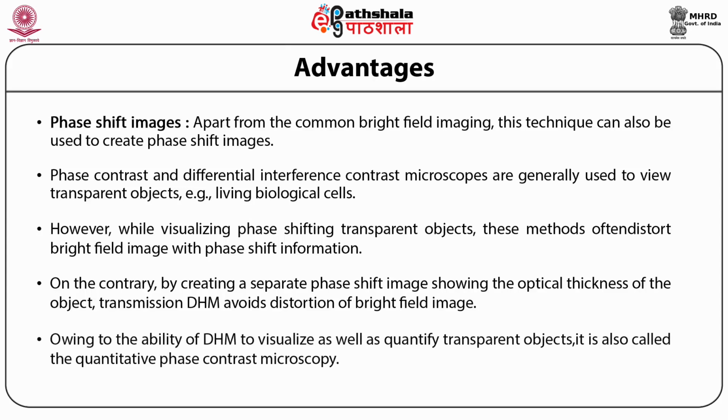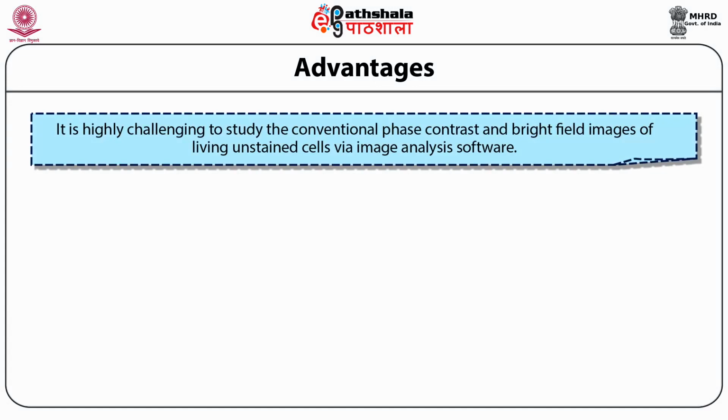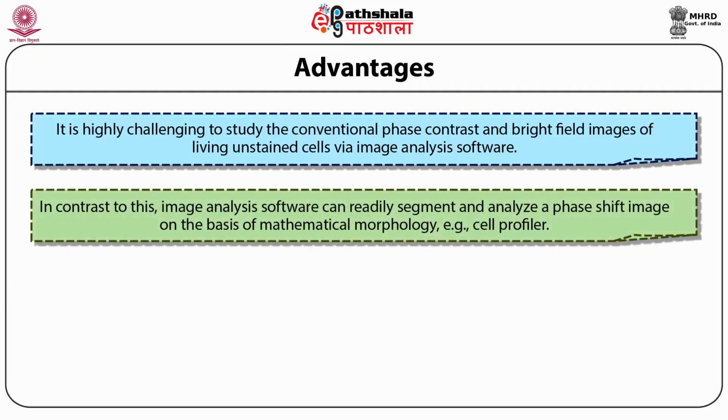Owing to the ability of DHM to visualize as well as quantify transparent objects, it is also called quantitative phase contrast microscopy. It is highly challenging to study the conventional phase contrast and bright field images of living unstained cells via image analysis software. In contrast to this, image analysis software can readily segment and analyze a phase shift image on the basis of mathematical morphology. An example is CellProfiler.